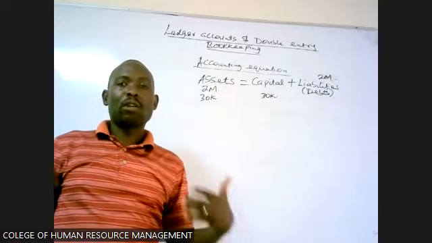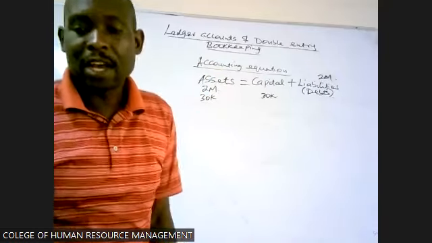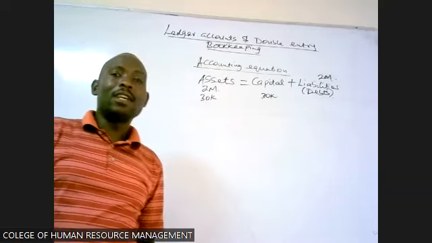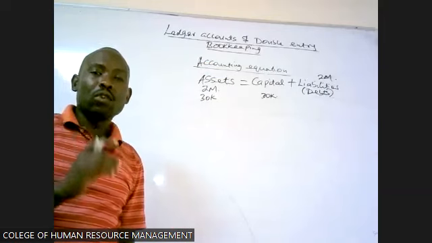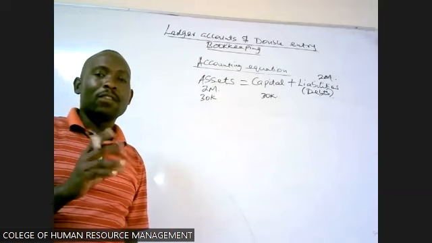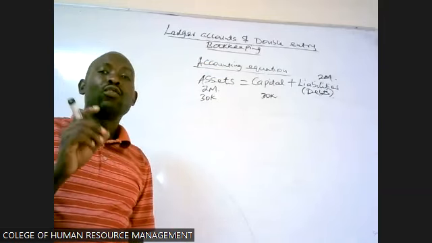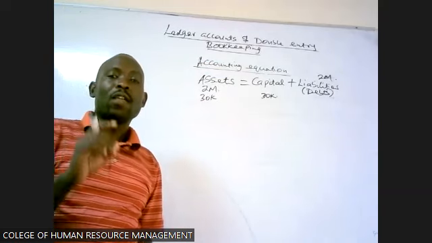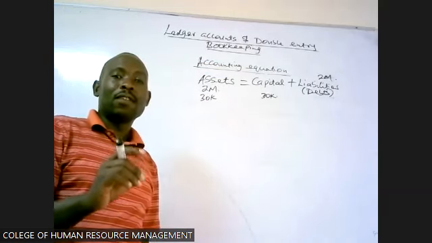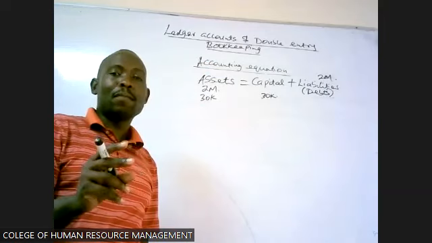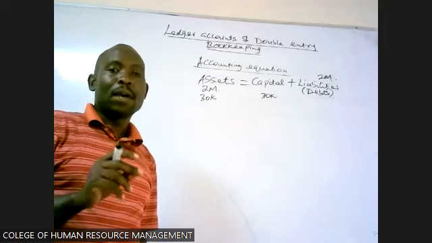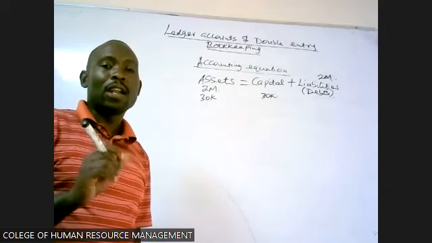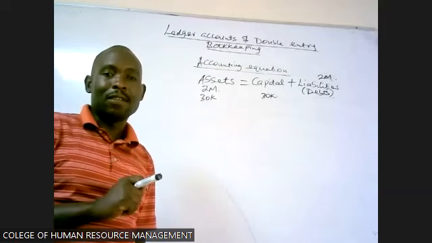So if you are told to explain the meaning of the accounting equation, you just say that it is an equation that explains that the resources owned by the business, in brackets assets, should always be equal to the resources invested by the owners, in brackets capital, plus the borrowed resources, which are now going to be liabilities.